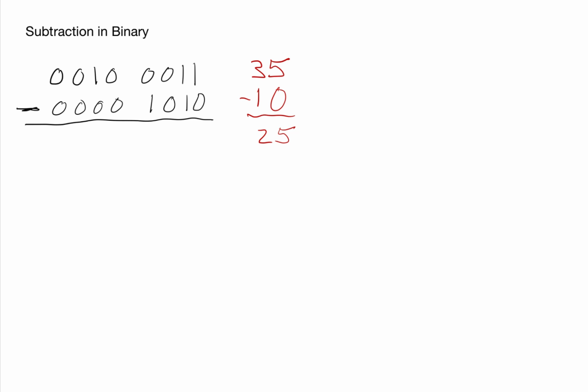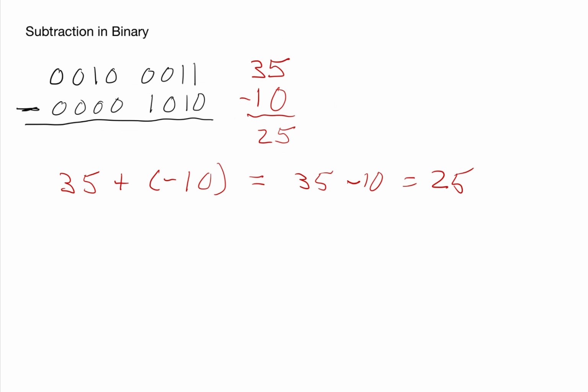So I have two binary numbers here, and the top one is 35 and the bottom number is 10. So when we do the subtraction, we should end up with 25 as the final answer. So how we're going to subtract these numbers is we're going to take the first number, 35, and add to it a negative version of the second number. So that's obviously equal to 35 minus 10, which is equal to 25.